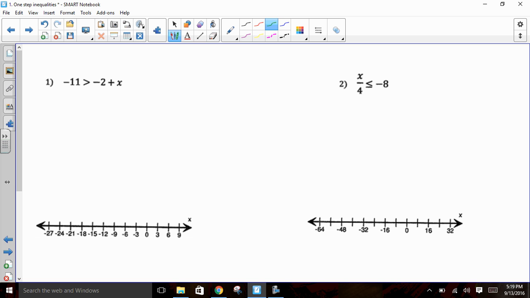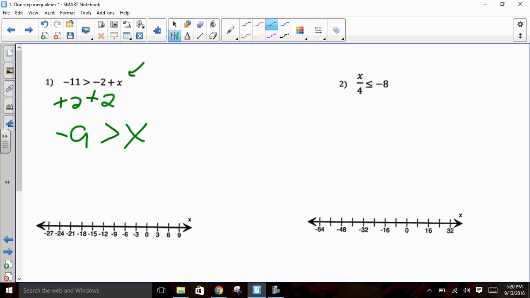So first steps first. I want to get x on one side by itself. Right now I have minus 2 plus x. If this was a regular equation of negative 11 is equal to negative 2 plus x, all I would simply do is add that 2 over. Well, same thing is true when I'm dealing with inequalities. So I'm going to add 2. Negative 11 plus 2 is negative 9. So I get negative 9 is greater than x.